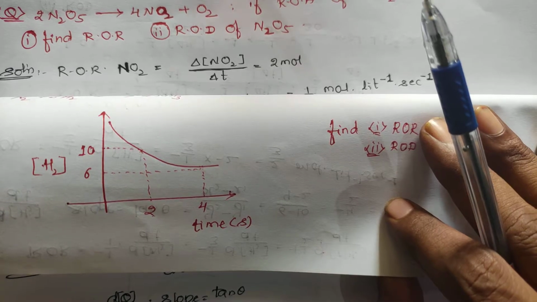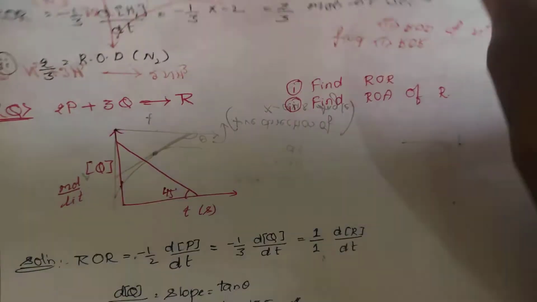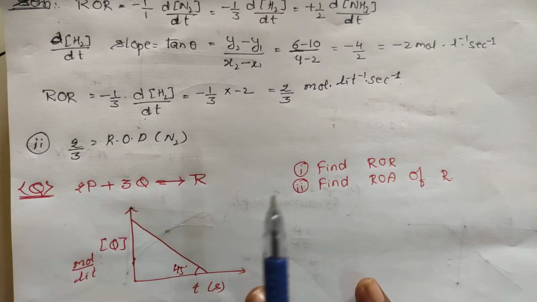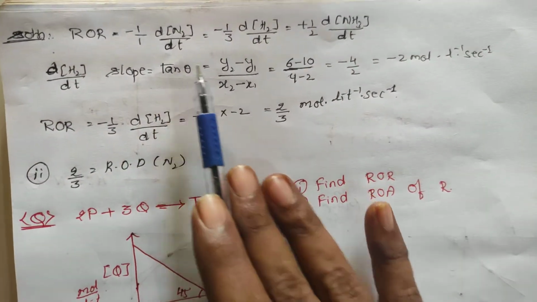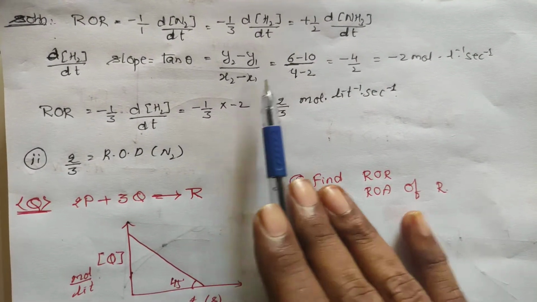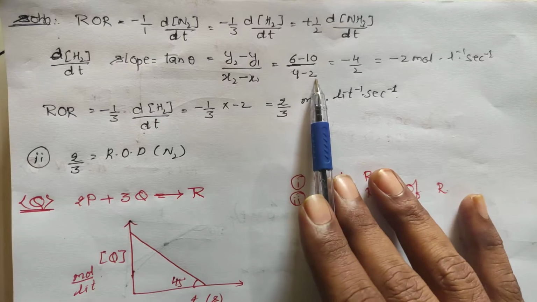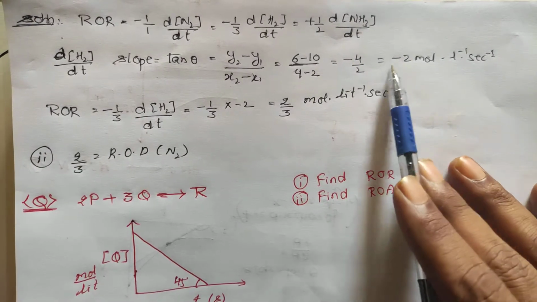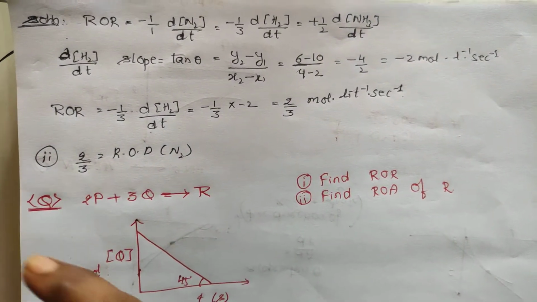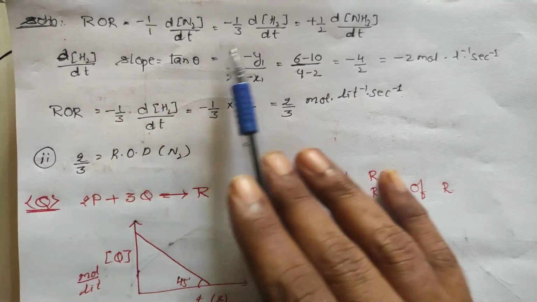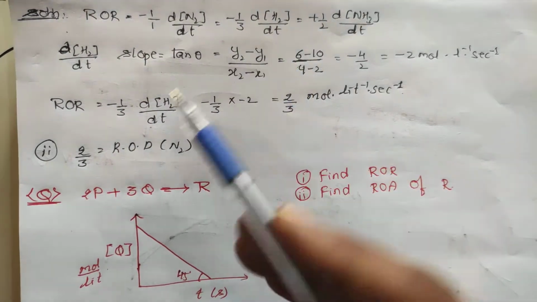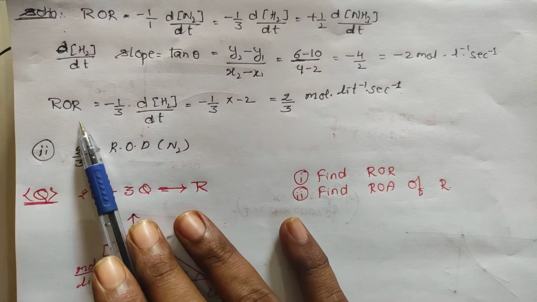Change in concentration: 10 minus 6 by 4 minus 2. The slope is tan theta, that is y2 minus y1 by x2 minus x1. So 6 minus 10 by 4 minus 2 gives minus 4 by 2, which is minus 2. Why are we taking minus? Because this is a reactant. The rate of reaction is always positive.